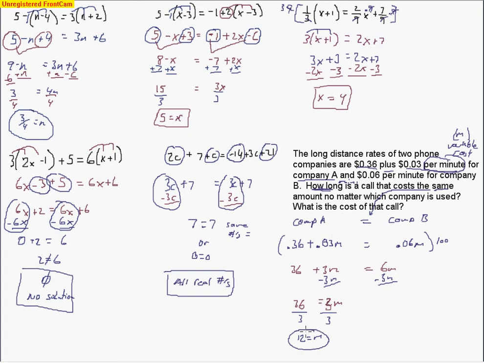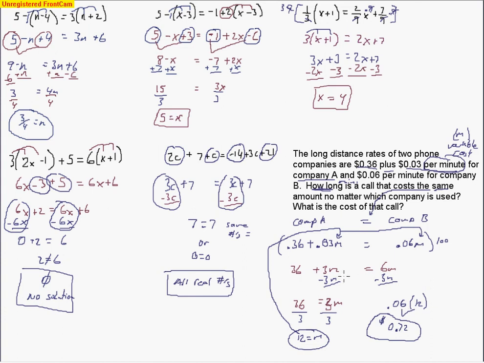Well, here we're just going to substitute. Take that 12 and put it back into either one of those two m's, whichever seems easier. I'm going to use company B because that seems a little bit easier. So I have 0.06 times 12 minutes. So I multiply, 6 times 12 makes 72, but then I got to move the decimal back 2 spaces. So back 2 spaces puts it right there. So 72 cents, and that's the amount that the cost will be when they're the same. So after 12 minutes, they're the same. 72 cents is the cost.